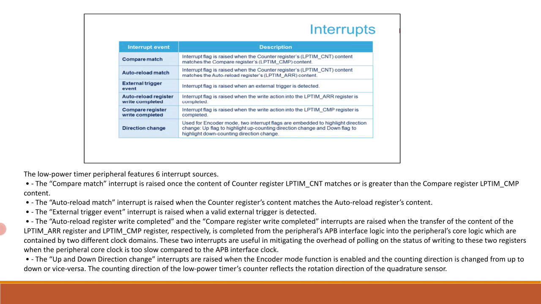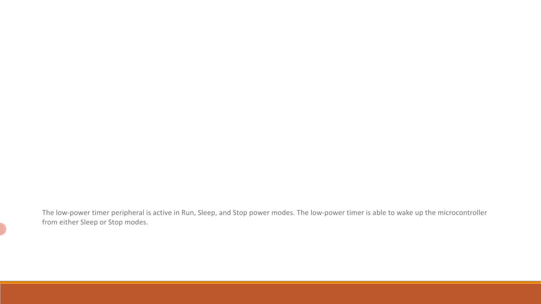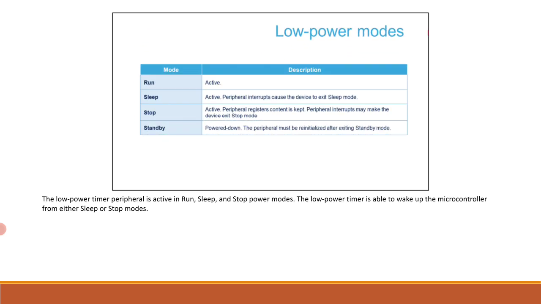Let's see the low power modes of LPT itself. So as is obvious, the peripheral is active in run, sleep and stop power modes. The low power timer is able to wake up the microcontroller from either sleep or stop modes, whereas in standby mode it is completely powered down. The peripheral must be reinitialized after exiting standby mode.